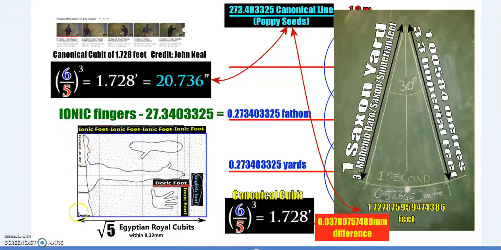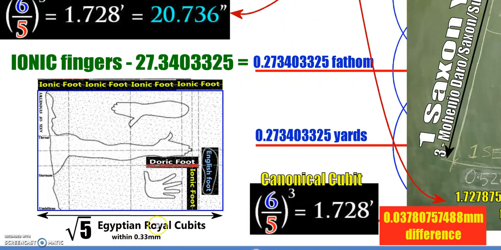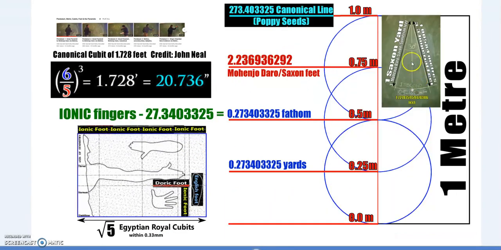Now it just so happens that the Salamis stone we see here at 3.84 feet wide equals the square root of 5 Egyptian royal cubits within 1/3 of a millimeter. Now how does that relate? So we just shrink that down. Well, 75 centimeters is 2.236936292 Mohenjo-Daro or Saxon feet. The Salamis stone at 3.84 feet in width is 2.235360446 Egyptian royal cubits.